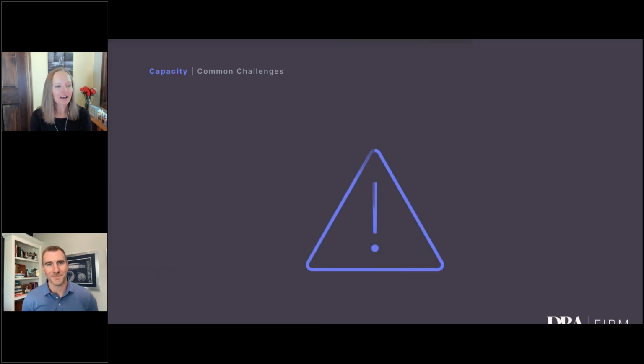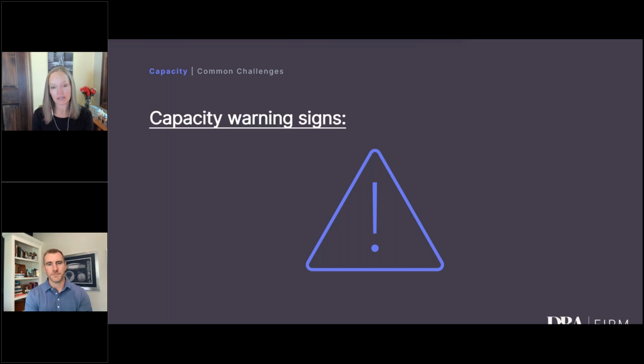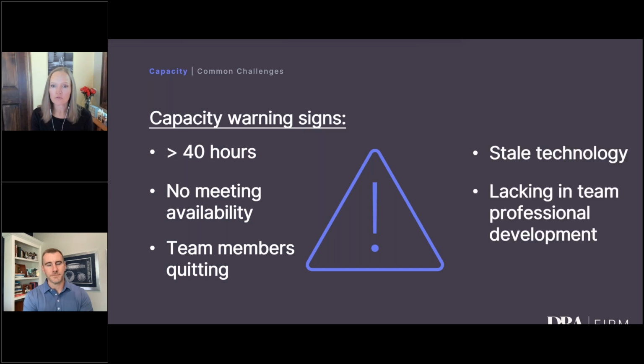Cue some music. All right, let's just talk capacity challenge, right? And it pertains to capacity. So warning signs that capacity is potentially an issue inside of your firm. I think many of you can relate to at least one of these.